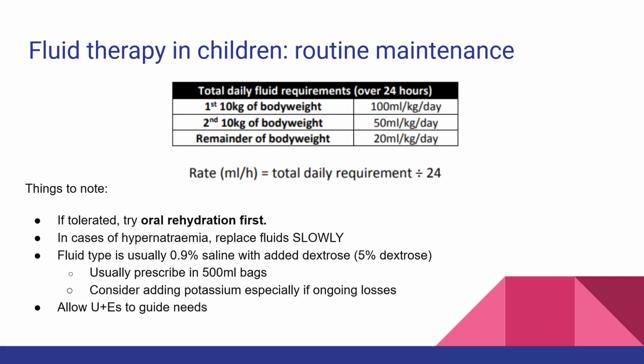And just a point to know that in hyponatremia, this is for replacement fluids that they're talking about. Sorry, I didn't change what slide it was on. But when you're replacing fluids, which we'll talk about in a second, you replace them slowly, but I repeat that on the next slide. So just to say the main things again, you work out your total based on their weight in kilograms, you divide that by 24, you put in your rate instead of a duration, and you write 0.9% saline plus 5% dextrose, and then you consider maybe 10 millimoles of potassium. But the potassium is one of those things that you need to allow U&Es to guide.